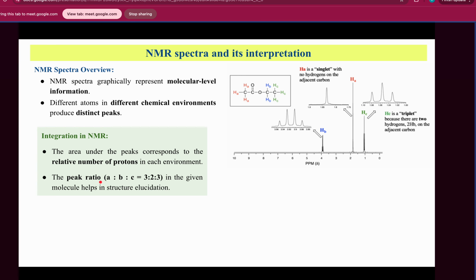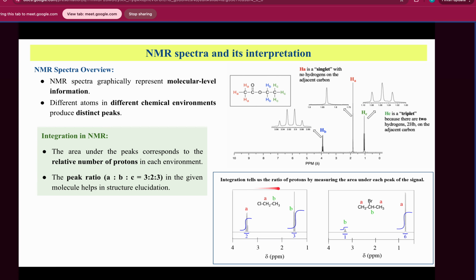So in this case, the peak ratio of A is to B is to C, that is Ha is to Hb is to Hc, is 3 is to 2 is to 3, because Ha consists of three hydrogens, Hb consists of two hydrogens, and Hc has three hydrogens. This is how the peak ratio is calculated for a given molecule. And this will help us elucidate the structure, because when you see the intensities in the peaks, you will be able to know how many hydrogens are present.